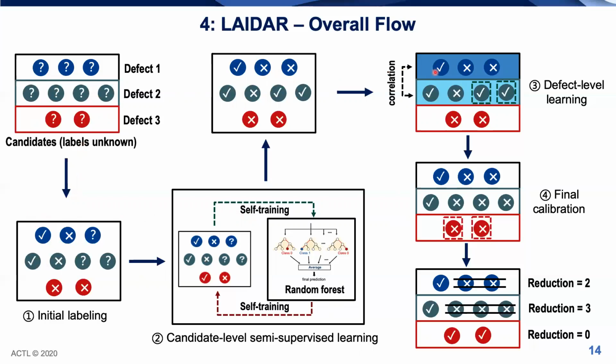Then the defect level learning process follows to make good use of the correlation between similar defects so as to identify some obviously bad candidates to further improve resolution. Finally, a calibration procedure is employed to ensure accuracy. For example, if all the candidates of a defect are labeled bad, then all of them will still be kept in the list to assure accuracy.